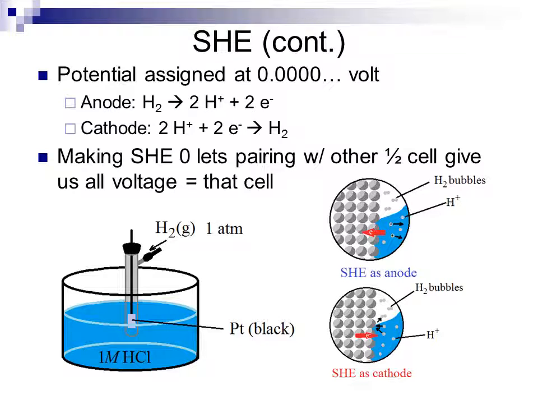Making the SHE 0 as its reference point allows us to pair it against other half cells to give all of the voltage from the cell pairing to the half cell which is not the SHE. So we're going to assign all of the voltage from the pairing to the other half cell.